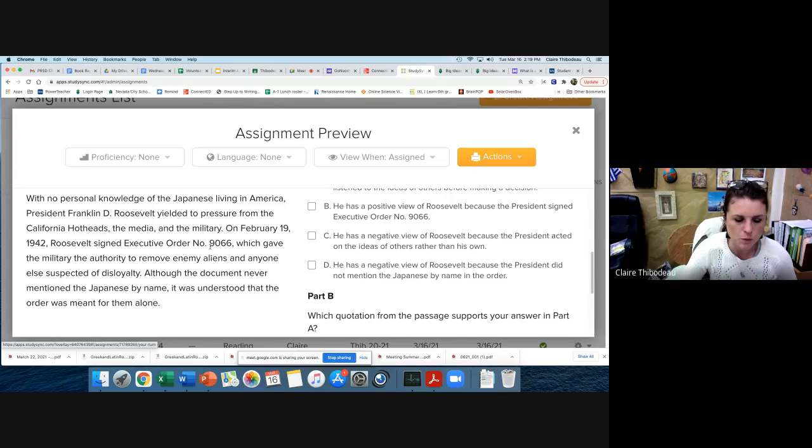And then he gave this order to remove enemy aliens. So basically what it's saying is Franklin D. Roosevelt didn't know Japanese people that were living in America in person, but he went ahead and decided to sign this executive order because of all the pressure from the people in California that had a lot of money and power, the media and the military, instead of maybe taking a different route.